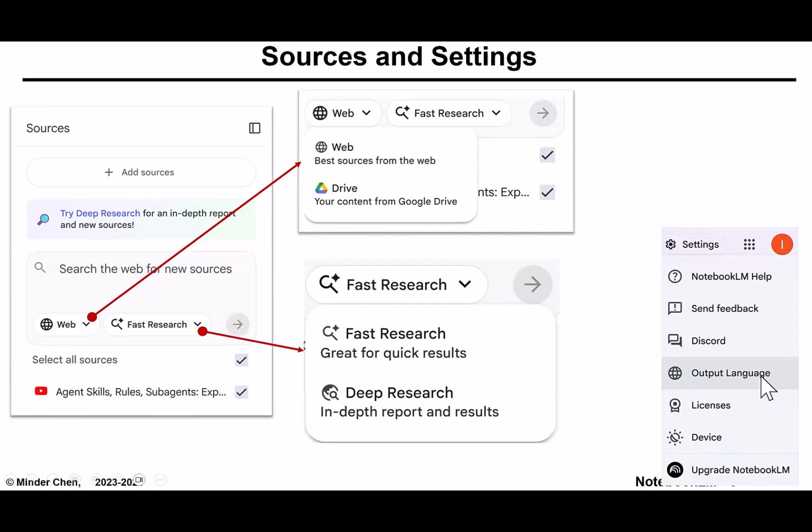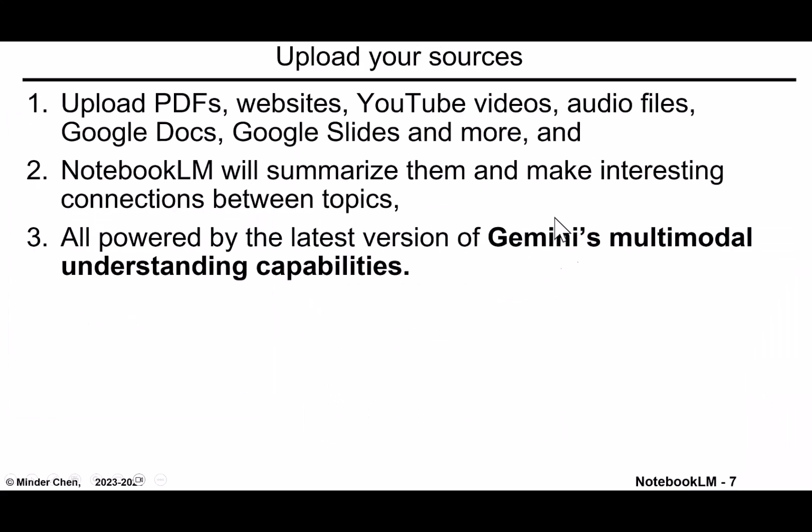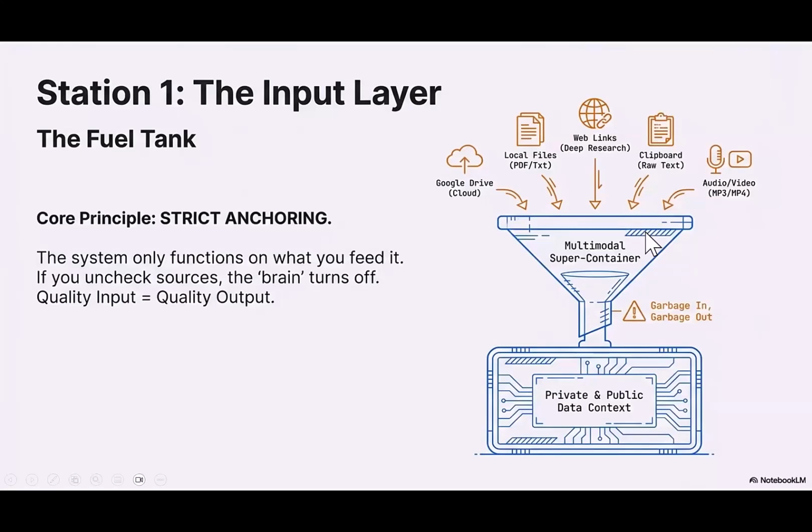Okay, set up output language, upload different sources. There's a term called multimodal. Multimodal means multimedia: YouTube video, PDF file, images. They can understand it and digest it and use it, from different sources. And be careful what you select, because garbage in, garbage out. If you include a source which is inconsistent with other things, the system kind of gets confused.